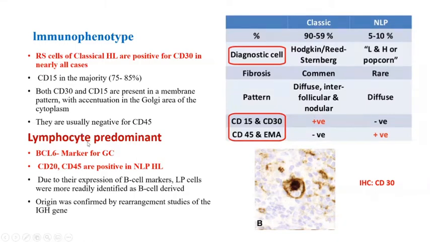There is a second category of Hodgkin lymphoma also, which is known as lymphocyte predominant. These are not crippled. So they still express B cell markers. They will express germinal center markers. So they are BCL6 positive and CD45 positive. Lymphocyte predominant is different from classical because this lymphoma expresses B cell markers like CD20, CD45 and BCL6. So they are different.